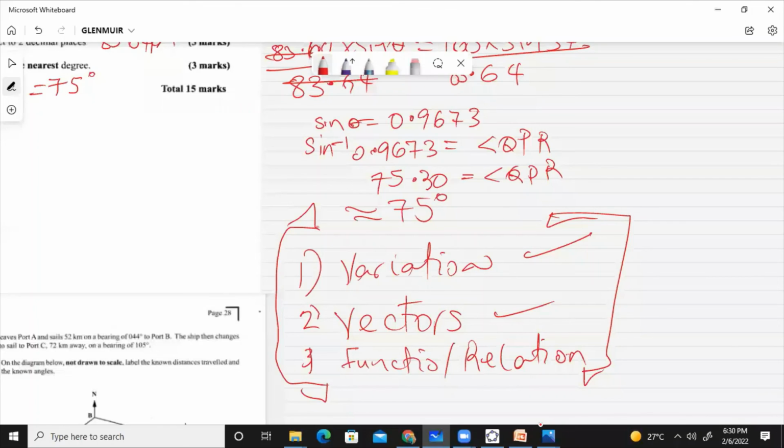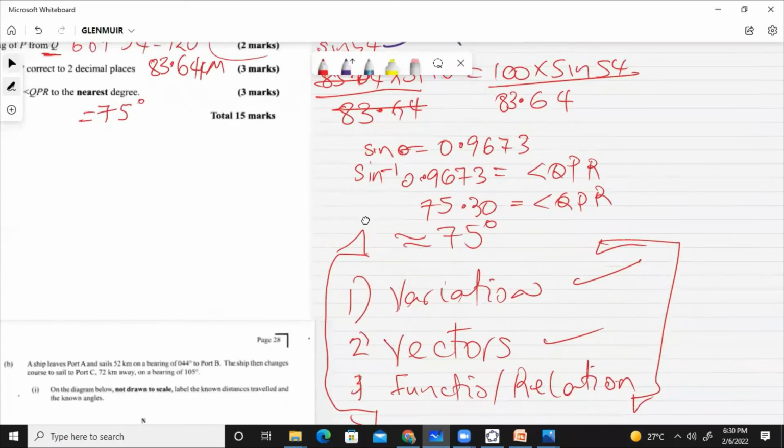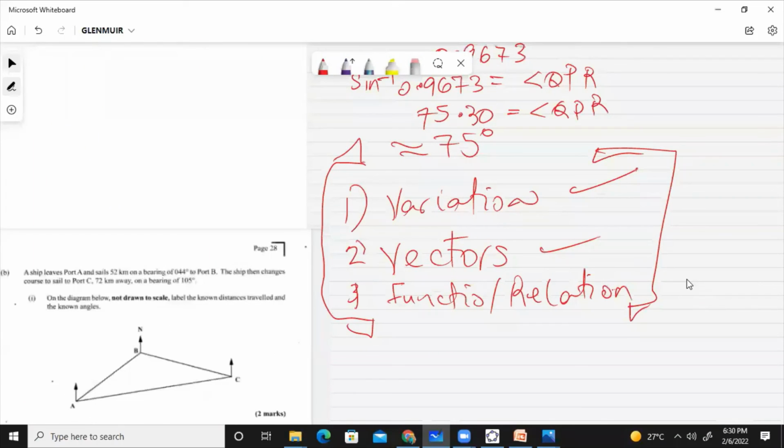All right, guys. So as you could see, we're going to be looking at these. I may switch the order. I will start with the simpler one, which is variation, and then we jump into functions and relations, and anchor it with vectors. Somebody wrote quadratics in the chat. All right, I'll see how best we can organize ourselves around that.